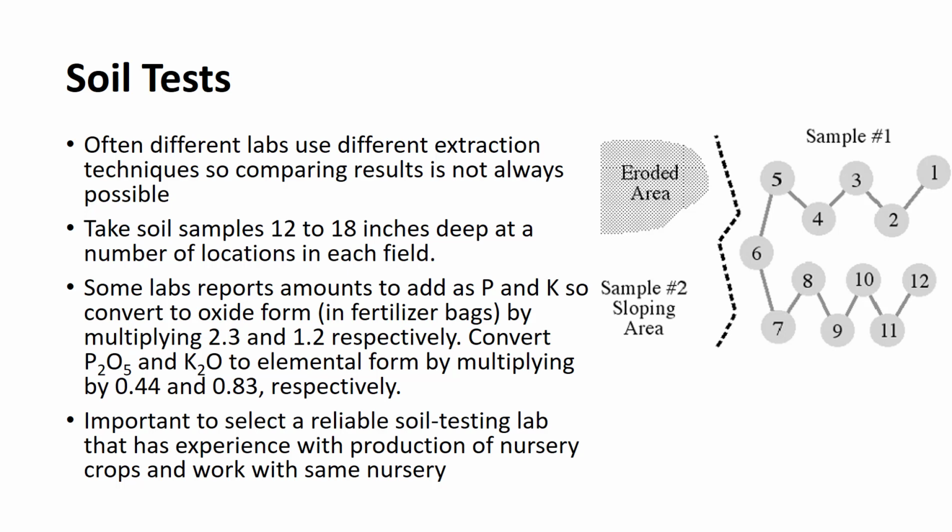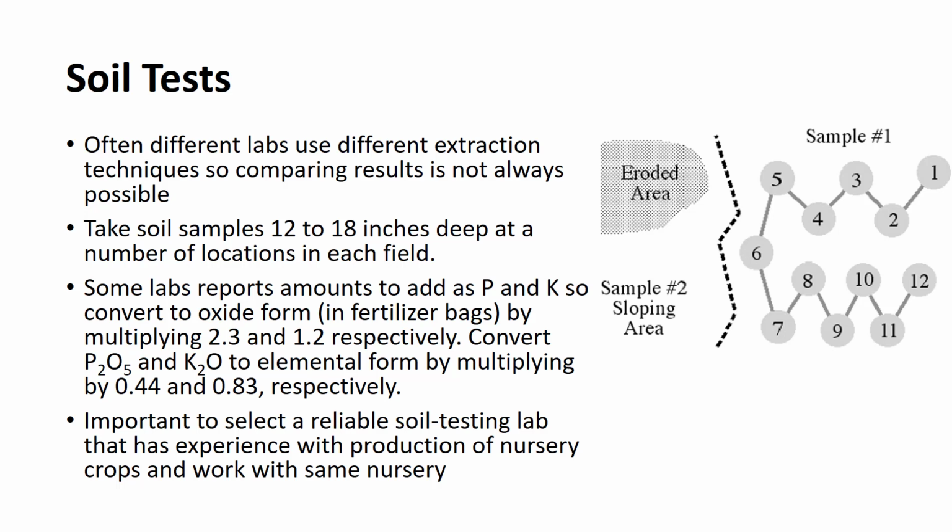Because different extraction techniques are used by soil testing laboratories, it is not always possible to compare test results between laboratories. Soil samples, cores of 12 to 18 inches deep, should be taken at a number of locations in each field to be planted to develop fertilizer recommendations for long-term nursery crops. Most soil testing laboratories will typically provide pH and the availability of macronutrients, as well as lime and fertilizer recommendations for selected crops. You may also be able to get organic matter, micronutrients, and electrical conductivity.